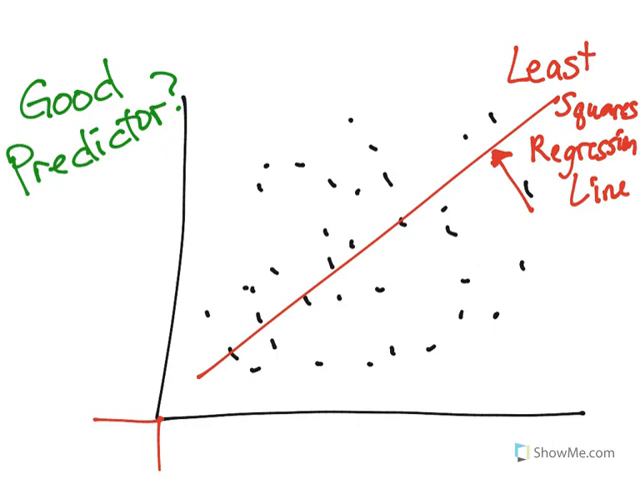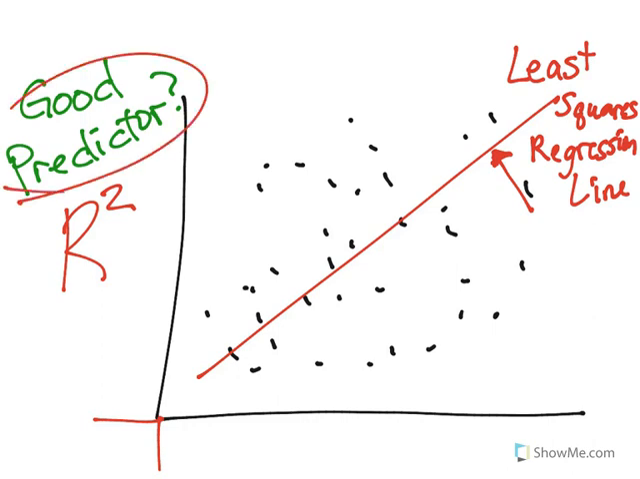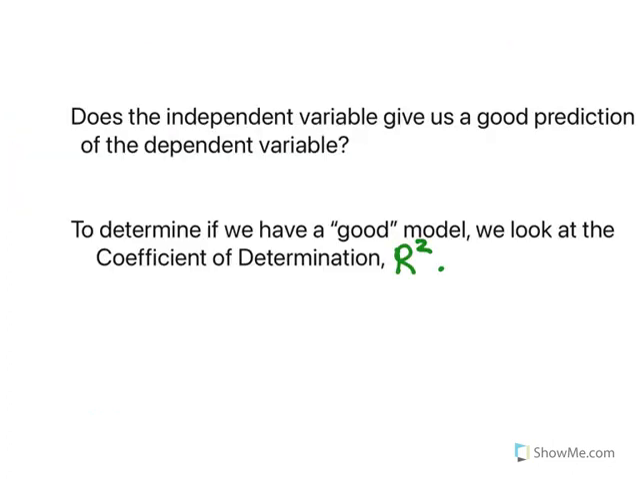So the coefficient of determination, r squared, lets us know, is that least squares regression line a good predictor of data? That is the entire point of r squared. So, does the independent variable give us a good prediction of the dependent variable? Right? So we're talking about x, y. So we're going to use r squared to determine if we have a good model. So r squared, do we have a good model to use as prediction for future variables?